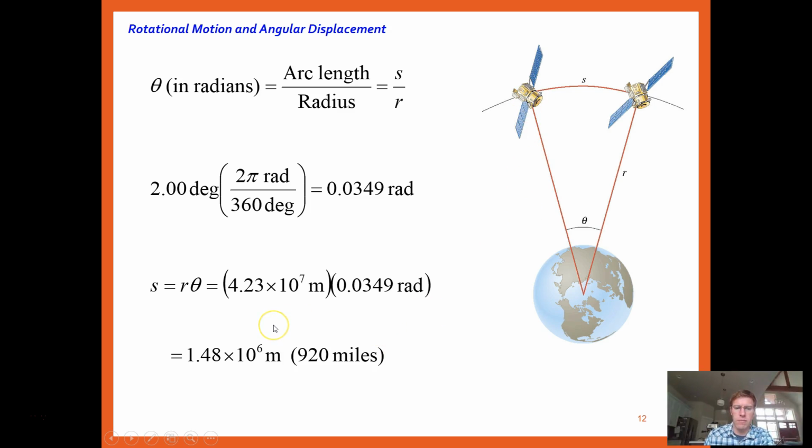One thing to notice that confuses people here: notice we're taking meters and we're multiplying by radians and we're getting units of meters. What? This is one of the most confusing things that people run into. But as I mentioned, remember, radians are really just a ratio of the arc length to the radius.